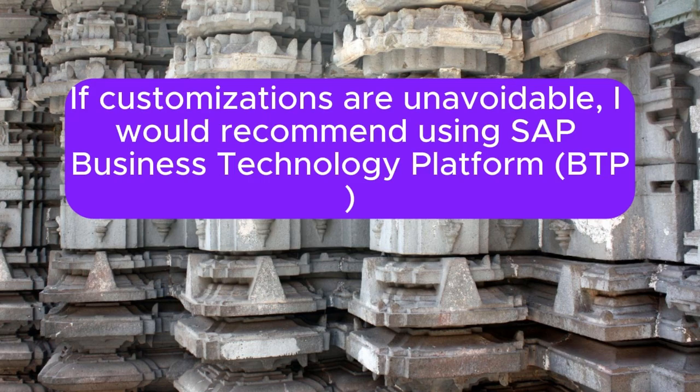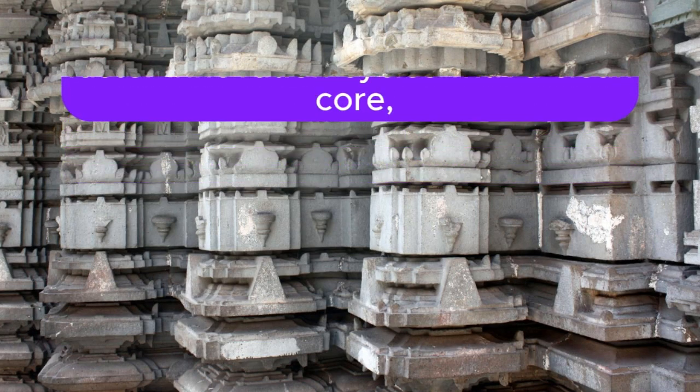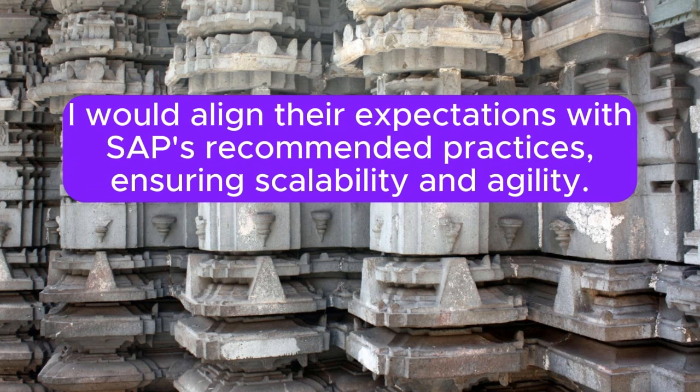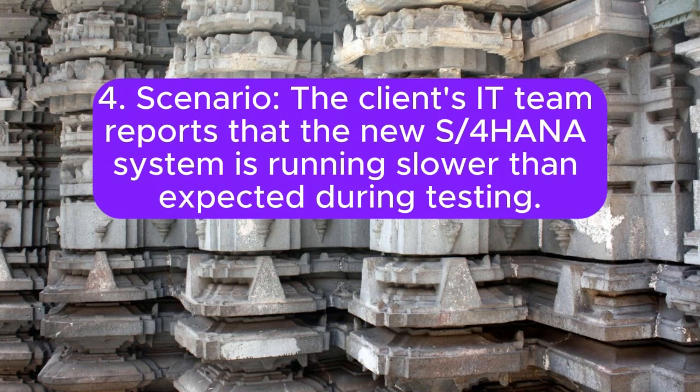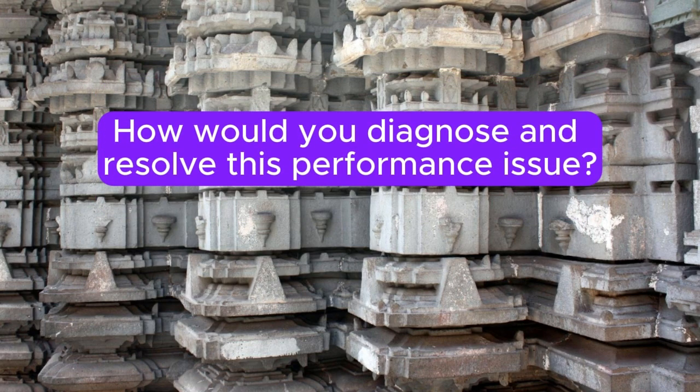If customizations are unavoidable, I would recommend using SAP Business Technology Platform (BTP) for side-by-side extensions to keep the core unmodified. By presenting case studies of reduced maintenance costs and faster innovation cycles with the clean core, I would align their expectations with SAP's recommended practices, ensuring scalability and agility. 4. Scenario: The client's IT team reports that the new S/4HANA system is running slower than expected during testing. How would you diagnose and resolve this performance issue?